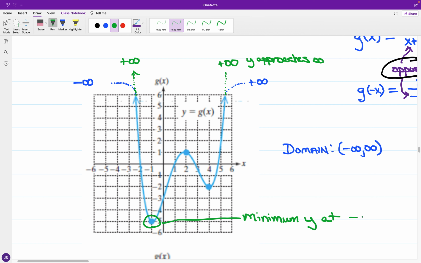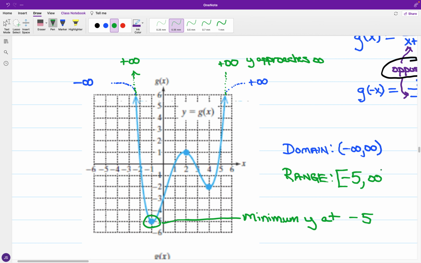So you got your minimum y value at -5. Now for the range, you have -5 and we have a solid point here, so -5 is going to be included. So you have this in the bracket. And again, the maximum y value. So you're going from the smallest y to the largest y, and the largest y is going to be tending to infinity.